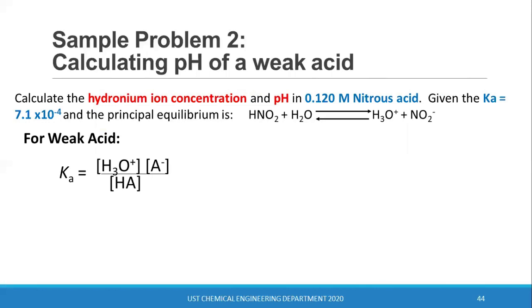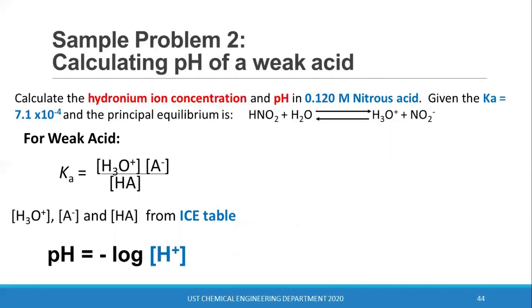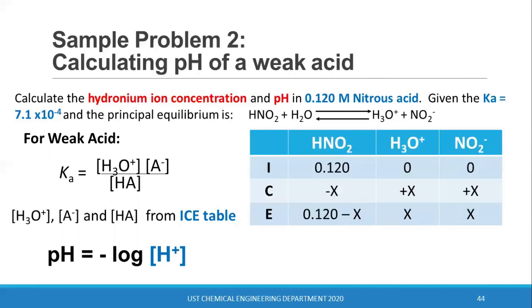Let's recall the steps for weak acid. First is to write the expression for Ka. Next is to solve the unknown concentration of species from the ICE table. And then lastly is to compute for the pH using the calculated hydrogen ion concentration. Now that we have enumerated the steps, let's create the ICE table. The ICE table was already introduced in the previous lecture. The initial, change, and equilibrium concentrations are summarized in the table.